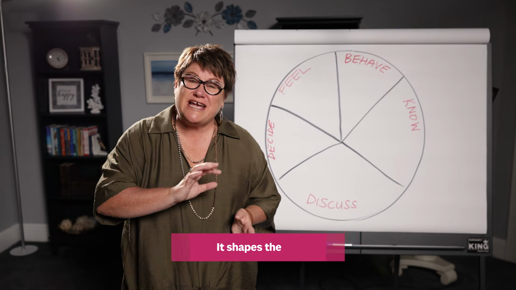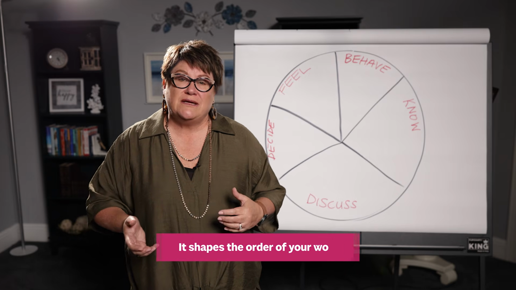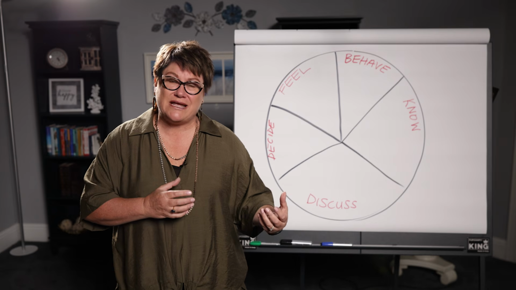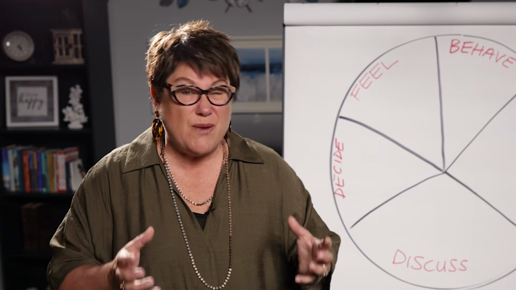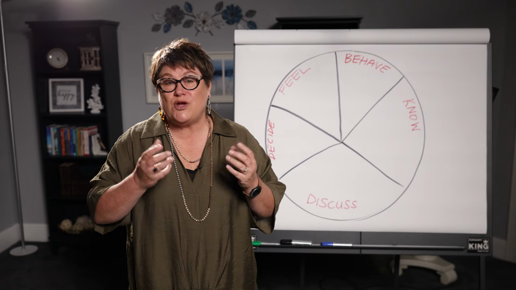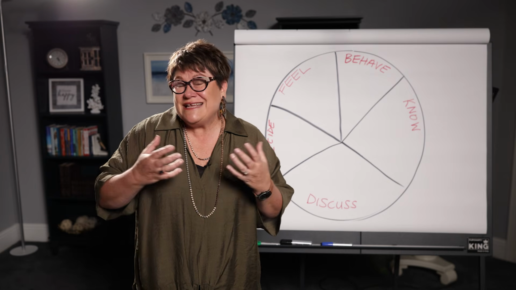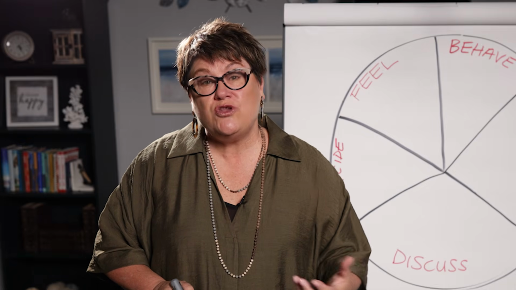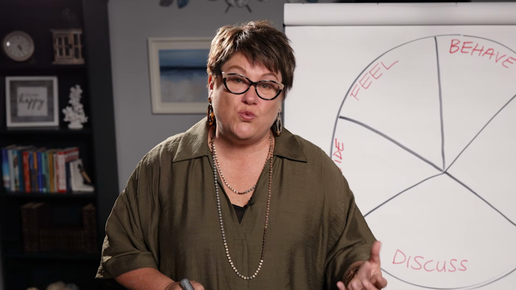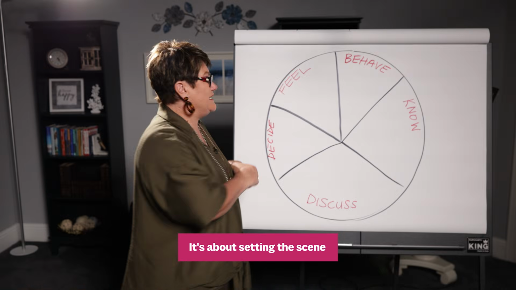This wheel of what's shapes up the order of your workshop, because you can't expect people to make a decision about something until they've had time to properly discuss it. You can't expect them to have a proper, robust discussion until they've got the context, they know the principles, they understand what's going on in the situation. And of course, you can't expect them to be open to learning if they're not feeling safe to do so and being respectful of each other. So the wheel of what's actually dictates the order of your workshop. How you need participants to feel and the behaviours you want them to demonstrate is all about setting the scene.